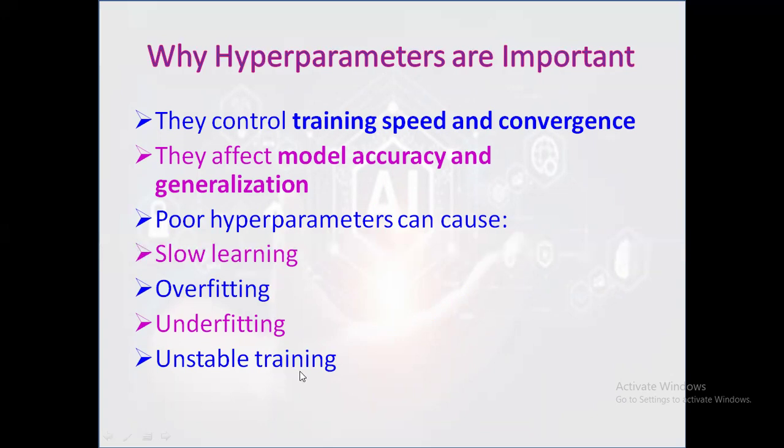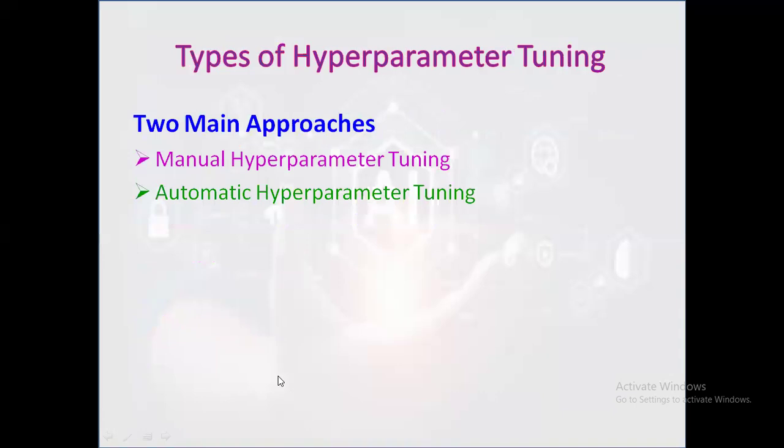Next, unstable training. Unstable training means what? Improper settings can lead to oscillations in loss values, divergence in gradient updates, or inconsistent predictions during training. Next, types of hyperparameter tuning. There are two main approaches. Hyperparameter tuning methods are manual hyperparameter tuning and automatic tuning.